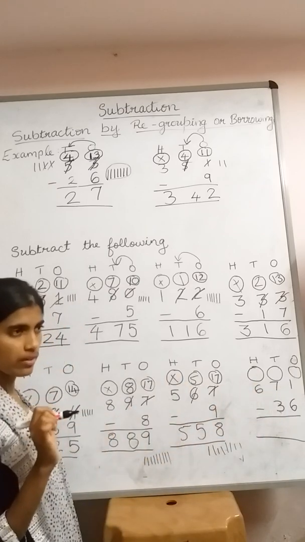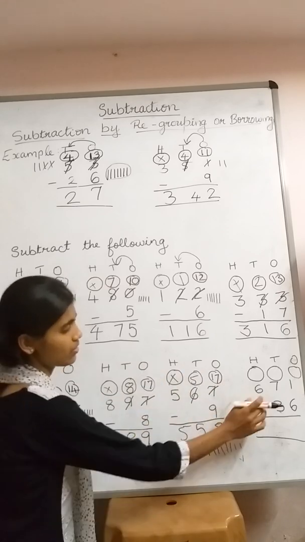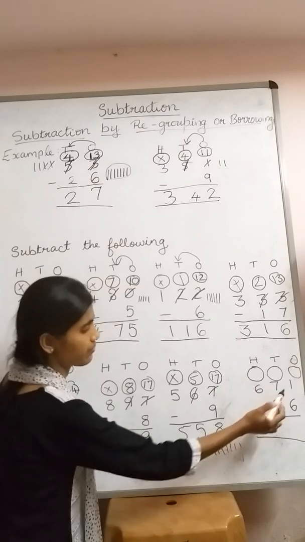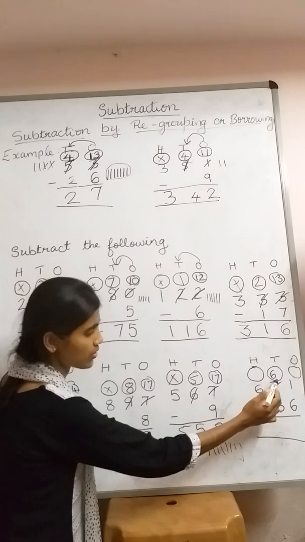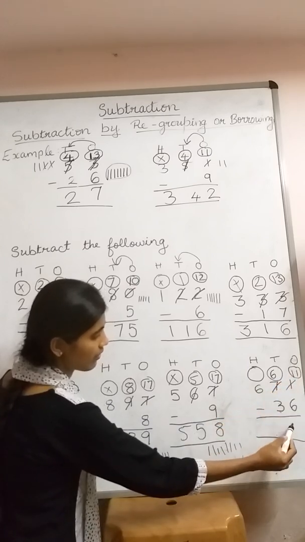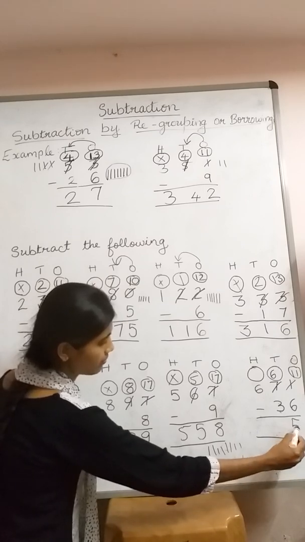Let's move to the last one. Have you understood? Fine. When you try to solve it, okay? So try, children. Okay. So strike here, write 6. 1 is small now, so you need to strike, write 6. Write here 1, bring here 1. So 11, 6, 7, 8, 9, 10, 11. 5.